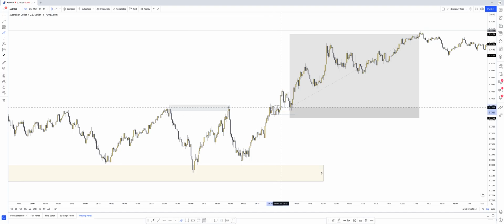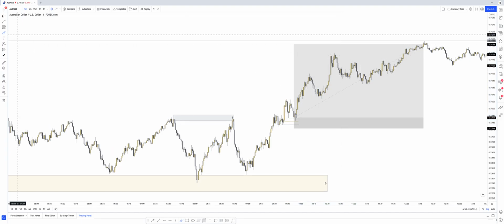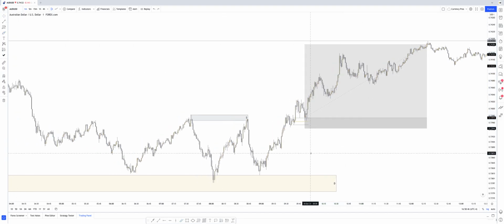Range, impulsive expansion, retracement to mitigate the demand that was responsible, takes off from there, okay? It's actually quite simple. So I really hope you guys took a lot of value from this.